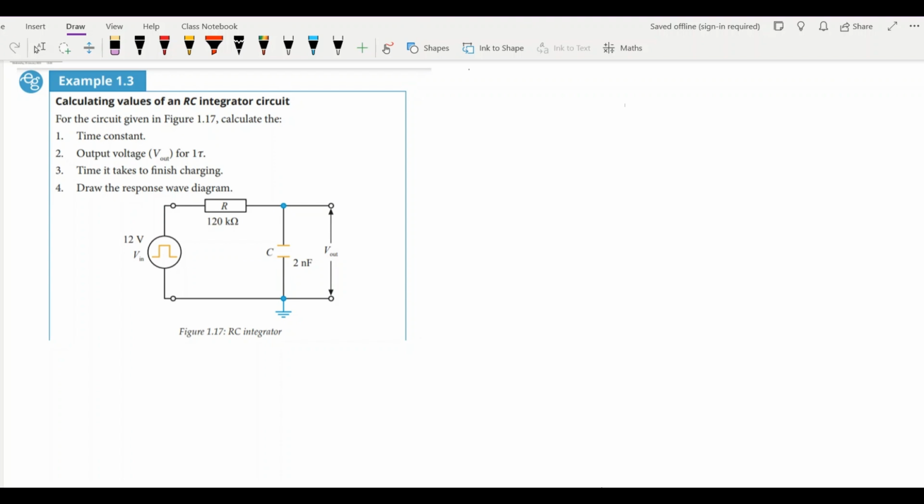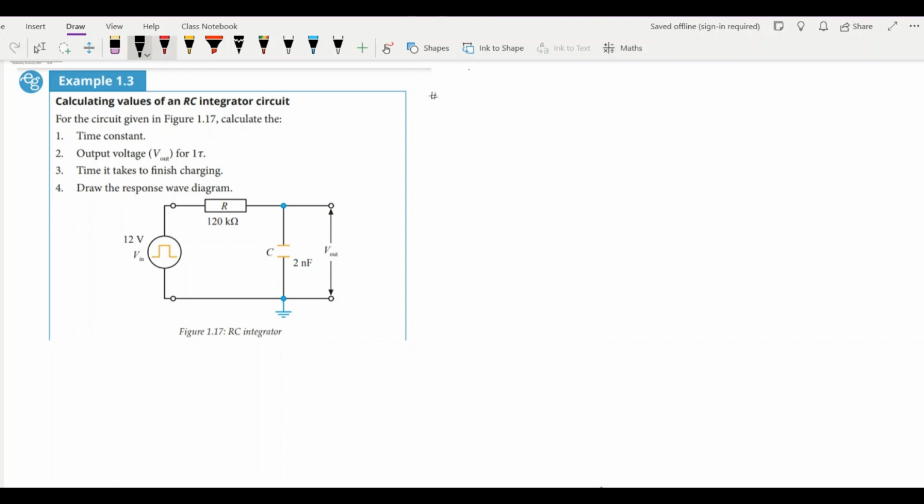Now, what is expected from us here? In example 1.3, the examiner wants us to calculate, by making use of the circuit provided in figure 1.17, the RC integrator. The first thing that we need to calculate is the time constant. We need to calculate the output voltage for one time constant, the time it takes to finish charging, and we must also draw the response wave diagram. Now, let us get to it.